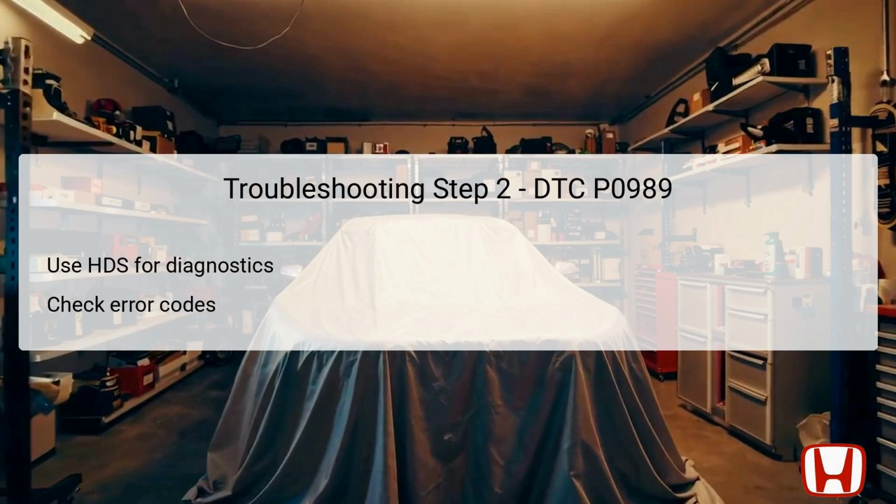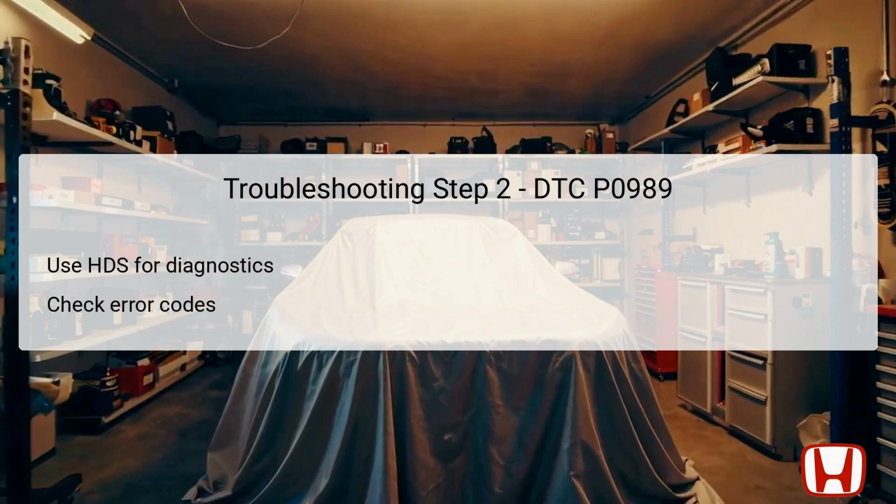The second troubleshooting process involves utilizing the Honda Diagnostic System, HDS, to retrieve and analyze any stored error codes. This high-tech tool provides comprehensive diagnostic data which can reveal not only DTC P0989, but also other potential trouble codes that may be affecting the vehicle.